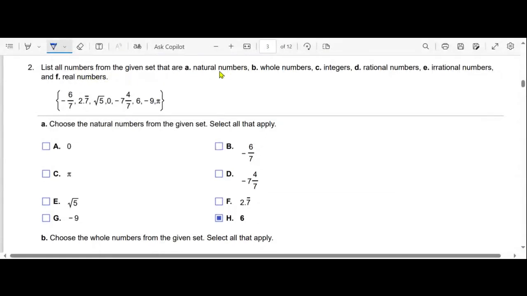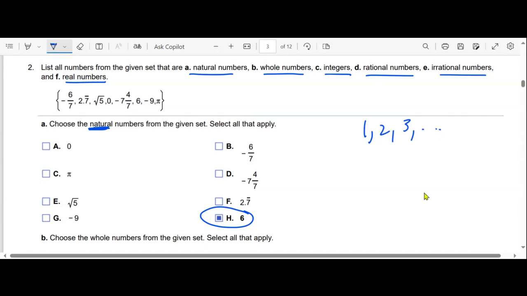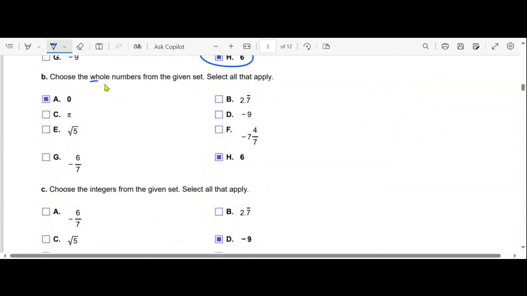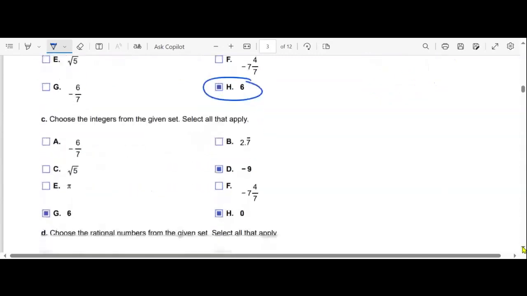List all numbers from the given set that are natural, whole, integer, rational, irrational, and real numbers. So the first thing here is natural numbers. What's a natural number? Just regular numbers like 1, 2, 3. We said that, right? Next one here is whole numbers. It has 0, right? So we have 6 and we have 0. Okay, integers.